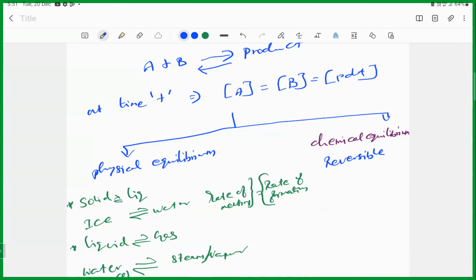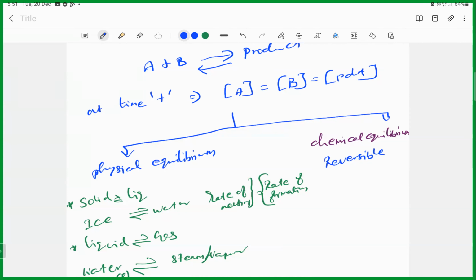In the example, when A and B reactants react, they give C and D. The C and D can again decompose to give A and B. Then the reaction is called a reversible reaction. The equilibrium that exists between the reactant and product is known as dynamic equilibrium. If you change anything, the equilibrium can shift. That is known as chemical equilibrium.